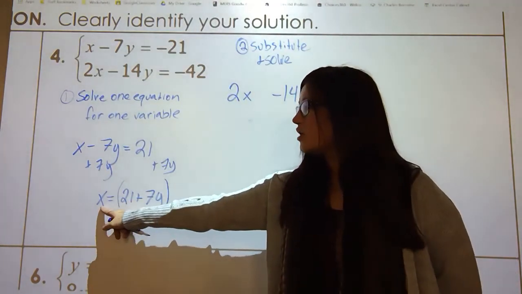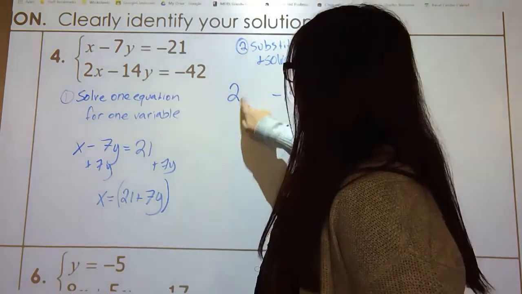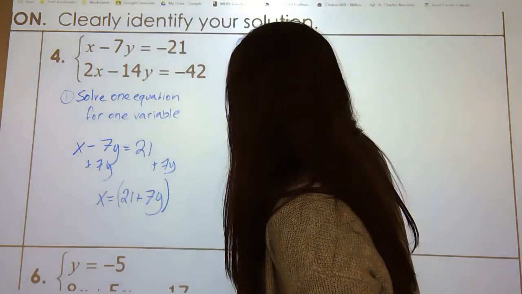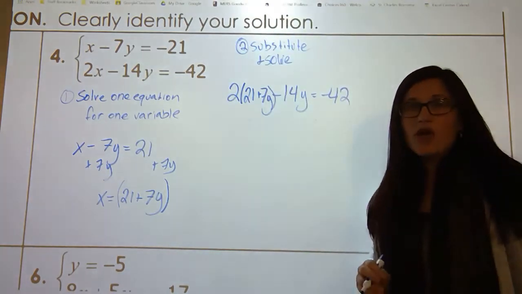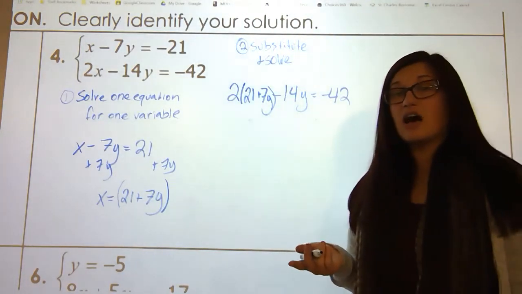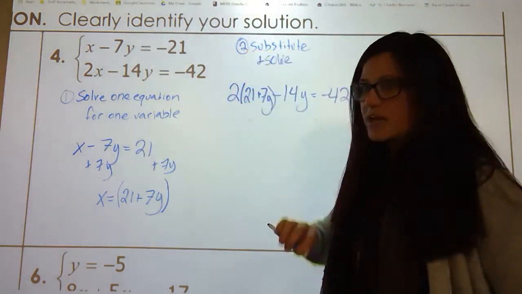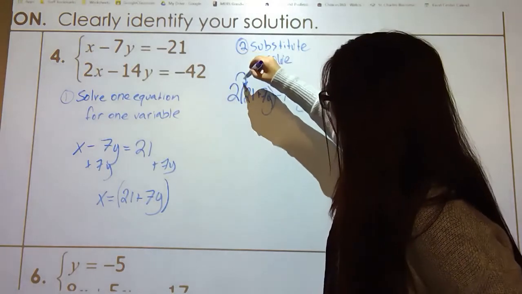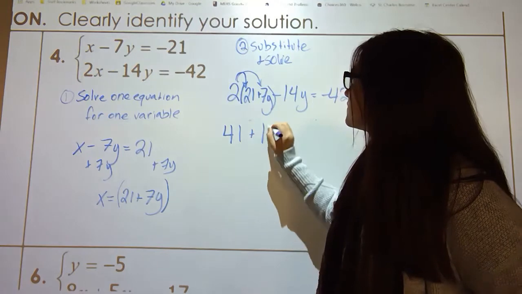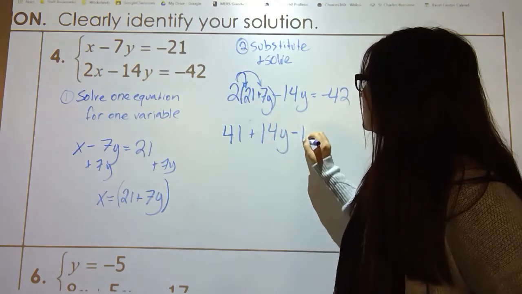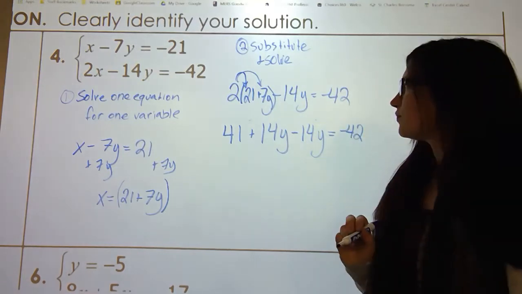I'm gonna take x and I'm gonna write it in terms of y. What do I mean? Well, I know that x is the same exact thing as saying 21 plus 7y. So I stated x, only using y's. 21 plus 7y. Okay, and then from there, we just need to solve. Since we have one equation, one variable, we solve. The first thing I notice that I can do is distribute that 2. So I have 42 plus 14y minus 14y equals negative 42.